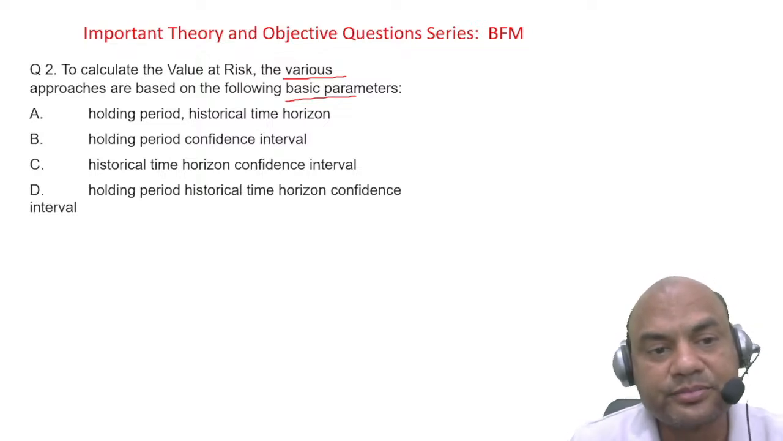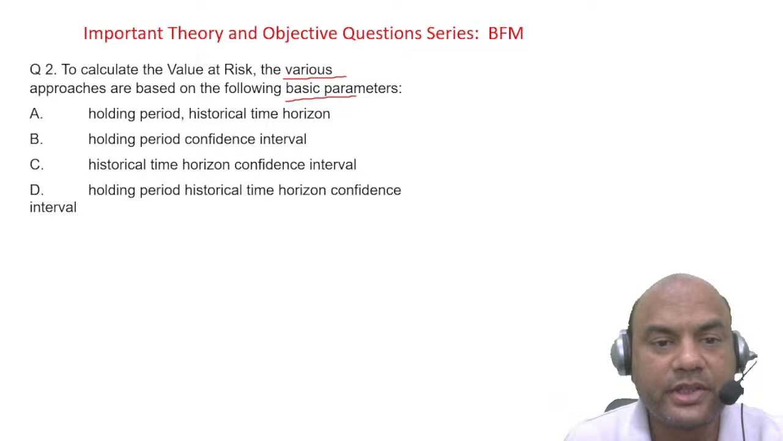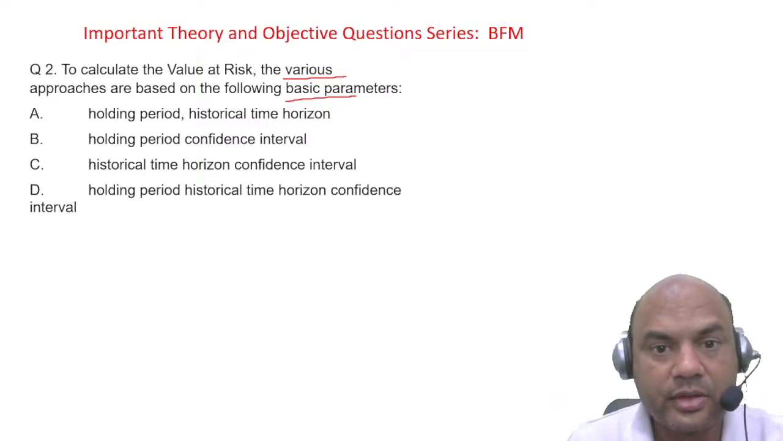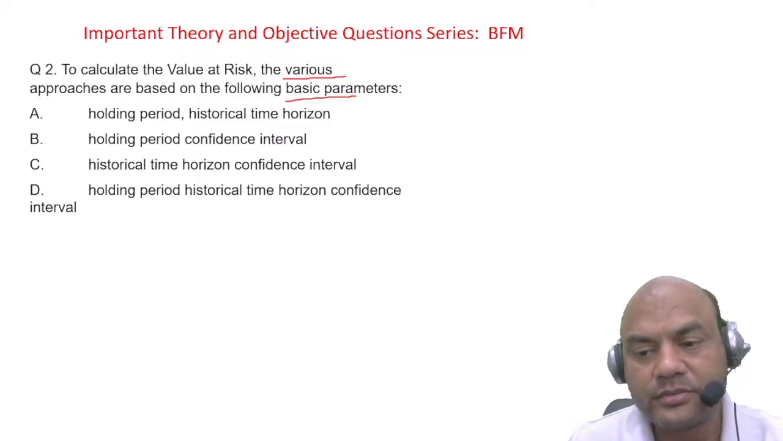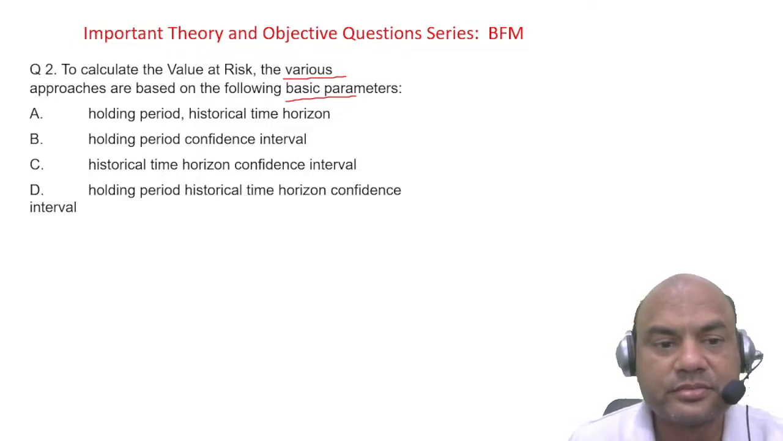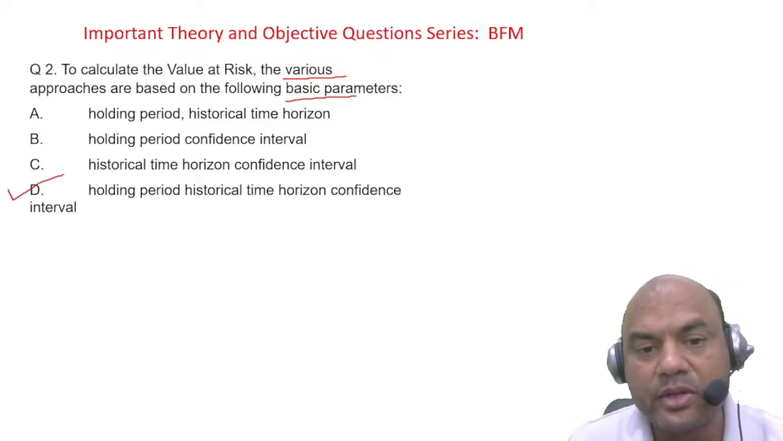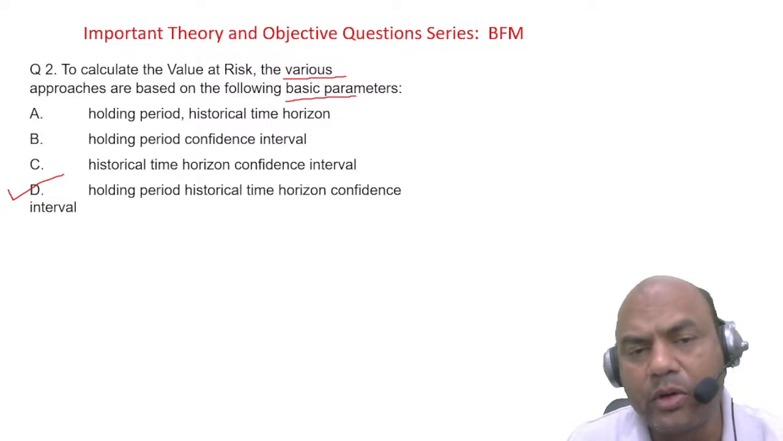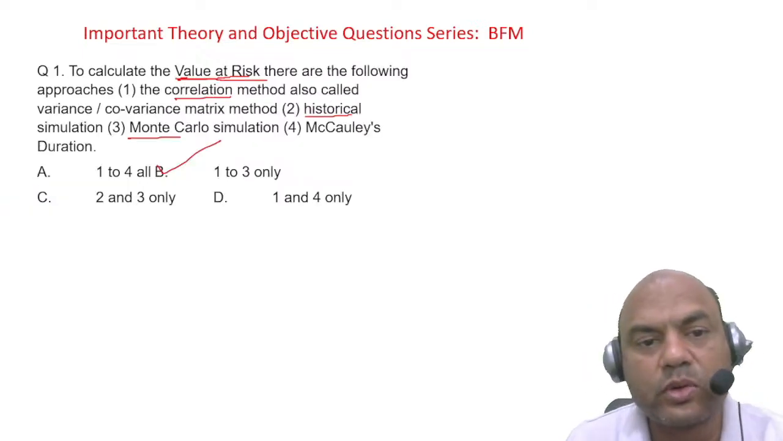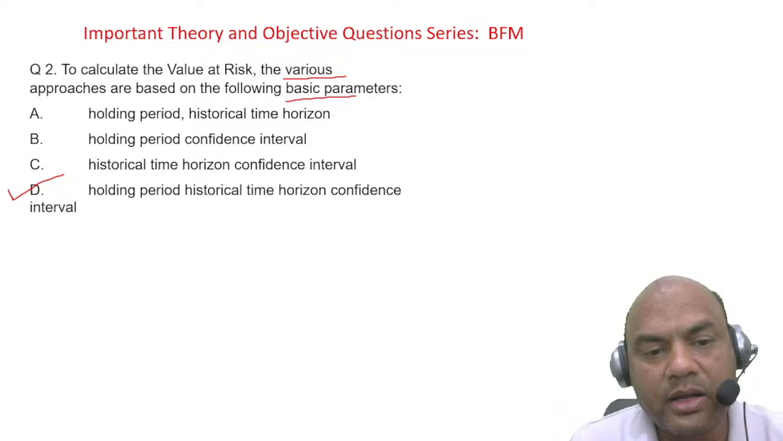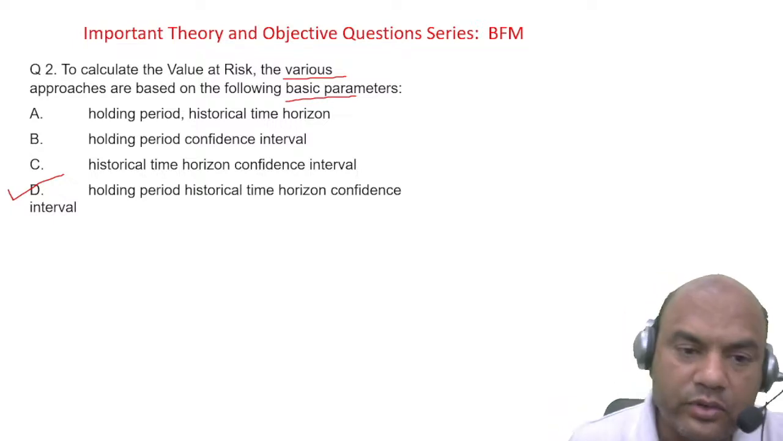Second, this one. Think over it. It is D. Correct. Holding period, historical time zone, and confidence interval. All the three are required. To calculate VAR, all three approaches, correlation, historical, and Monte Carlo, are based on these three parameters: holding period, historical time horizon, and confidence interval.